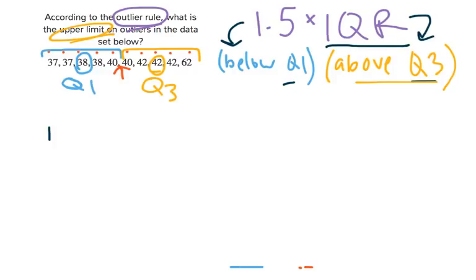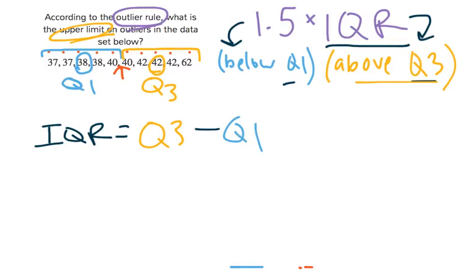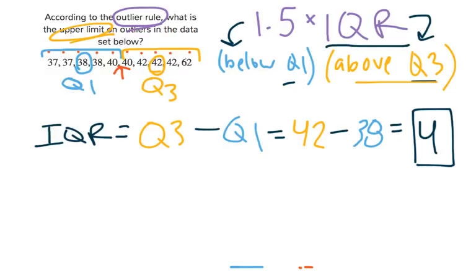Okay, so now we can find the IQR, which is Q3, or actually let's color code this. IQR is Q3 minus Q1, and that is equal to 42 minus 38, which equals 4. Okay, so our IQR is 4.